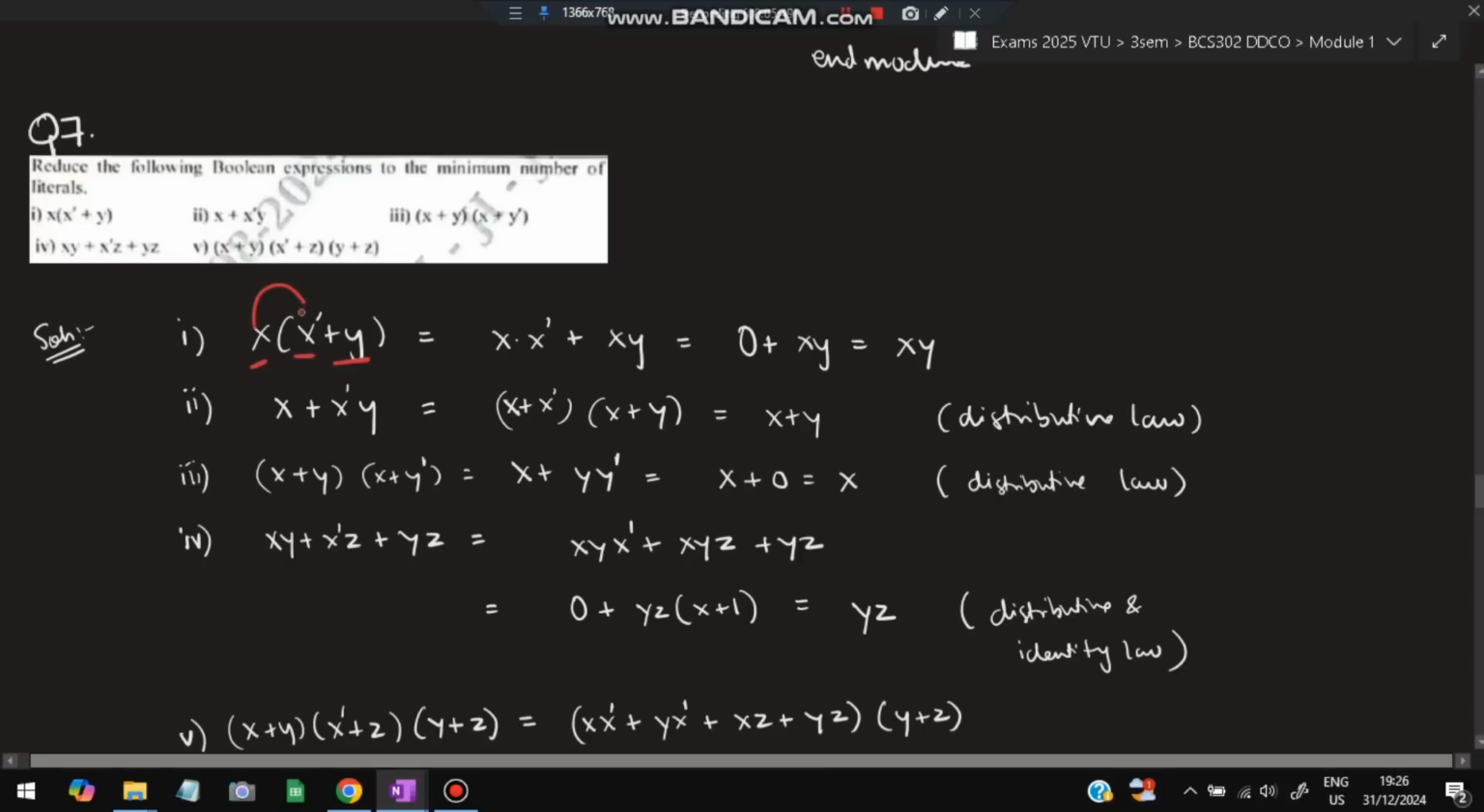When we multiply x into x bar, what is that? x into x bar is equal to 0. Why? Because if x is 0, x bar will be 1. If x is 1, x bar will be 0. So 1 into 0 and 0 into 1 both are 0 only. So we'll write it as 0. xy will be as such. So 0 plus xy, 0 or xy is xy only, right? Whatever the value of xy is, if it is 0, 0 plus 0 is equal to 0, and if it is 1, 0 or 1 is equal to 1.